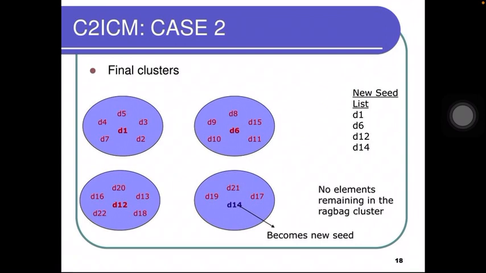After that, the fourth cluster becomes the new seed, D14 is the list name. So D14, D19, D21 and D17 are in the fourth cluster. No elements remain in the ragbag cluster.